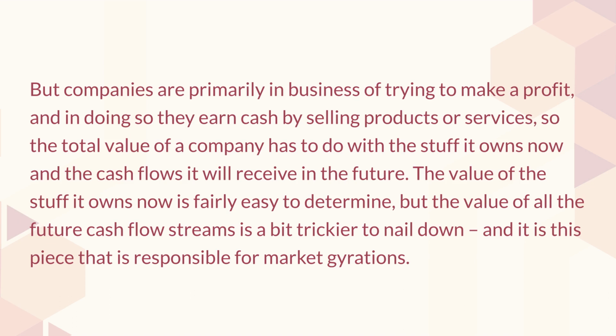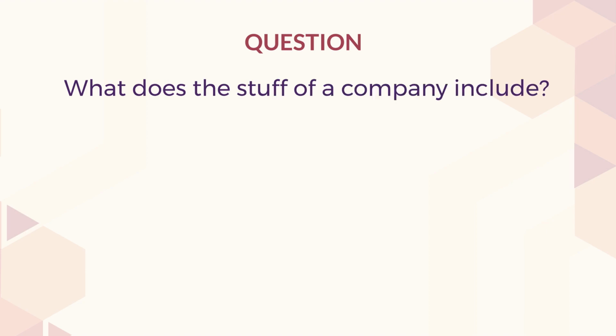The value of the stuff it owns now is fairly easy to determine, but the value of all the future cash flow streams is a bit trickier to nail down, and it is this piece that is responsible for market gyrations. Answer the question. What does the stuff of a company include?